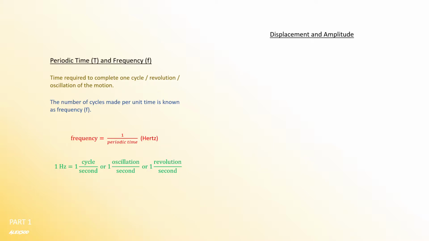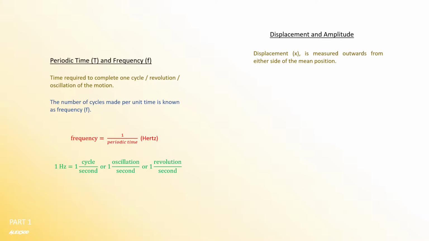Then the next term that we have to define is what we call displacement, and amplitude. First, displacement is denoted by the symbol x. Displacement is usually the distance measured away from the mean position of an oscillatory particle. The displacement is measured away from the mean position, either to the left or to the right. That is called the displacement.